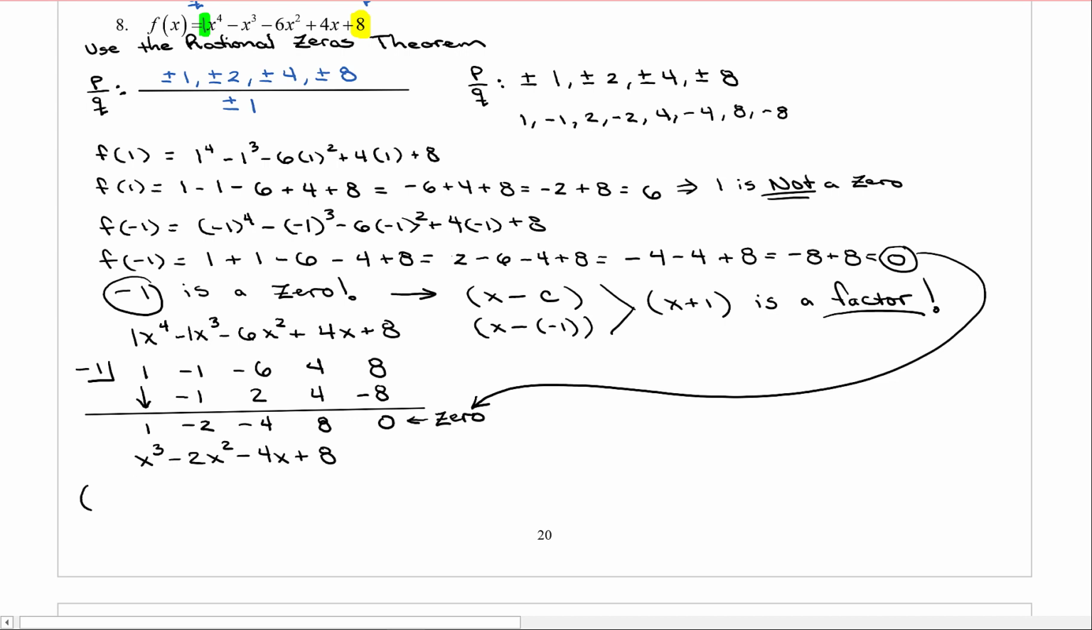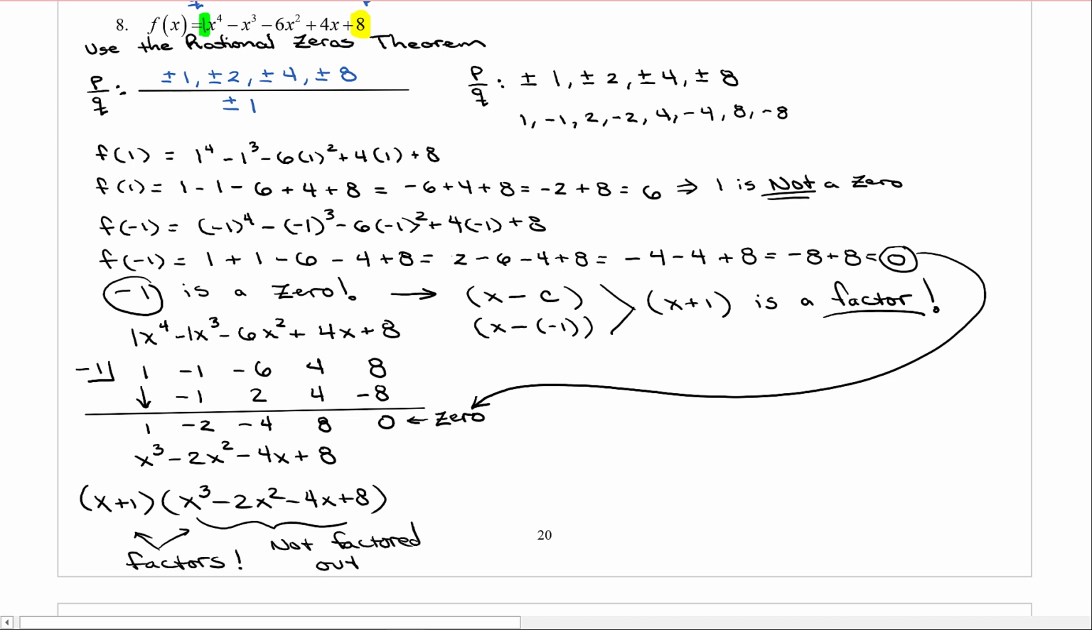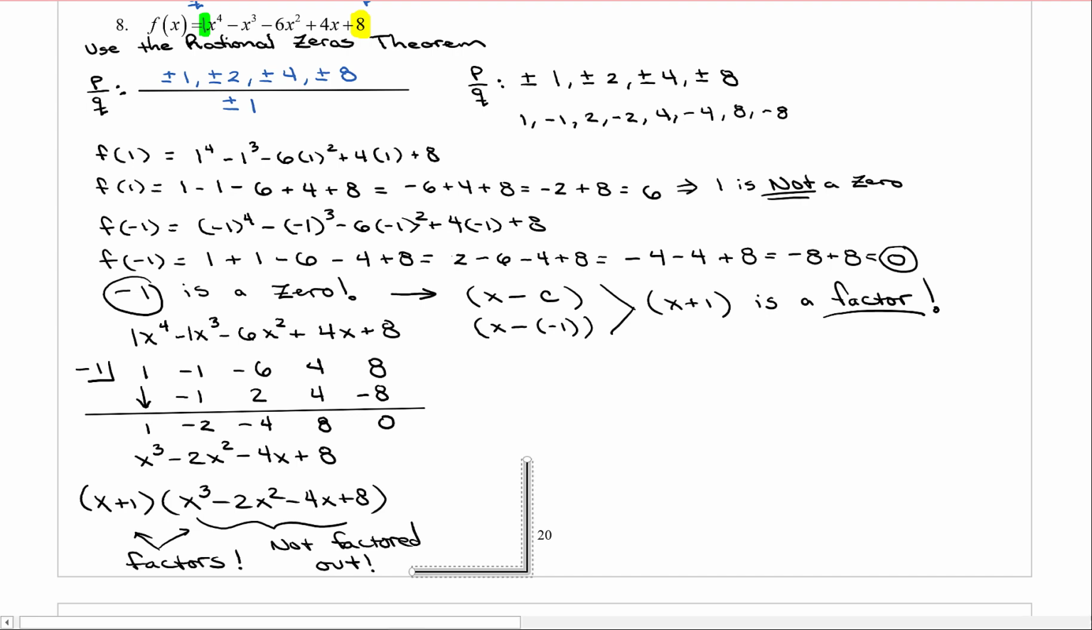So we get our polynomial as a result of this. If I multiply x plus 1 times this x cubed minus 2x squared minus 4x plus 8, I know that this would give me our f of x. These are factors of f of x. But this x cubed minus 2x squared minus 4x plus 8 is not factored out. We need to factor it out. It's got 4 terms. Let's try doing a little factoring by grouping. Let's see if we can get it to factor out that way.